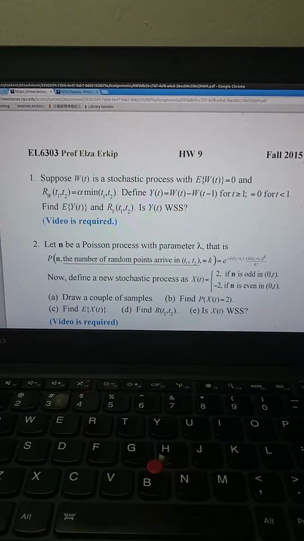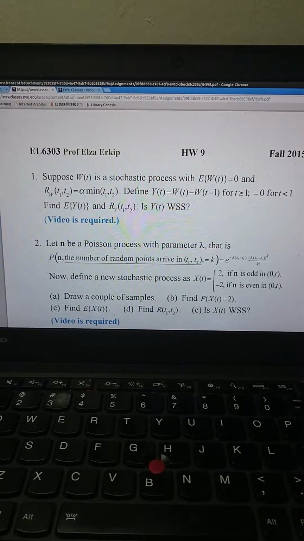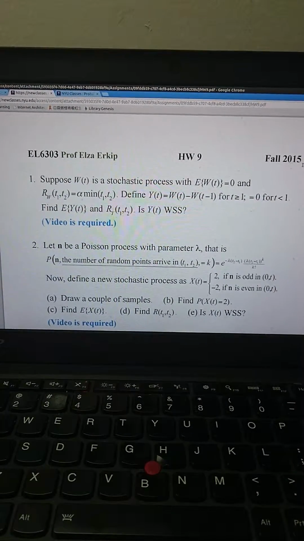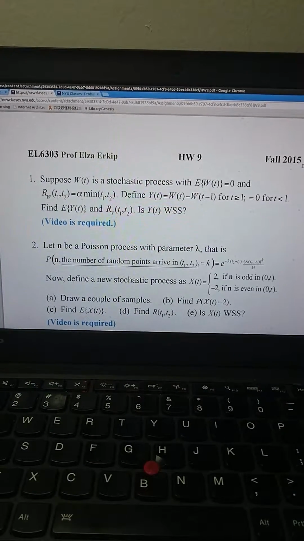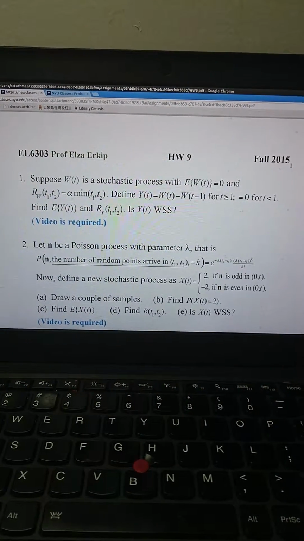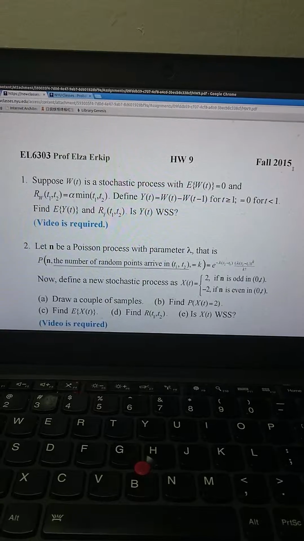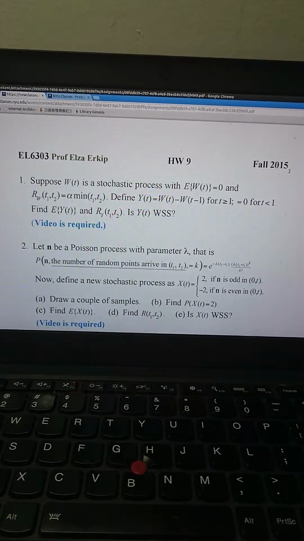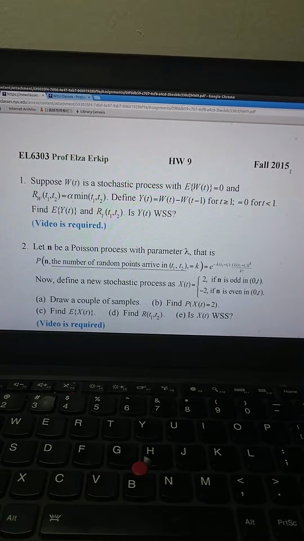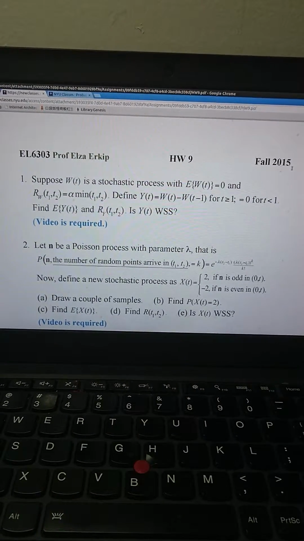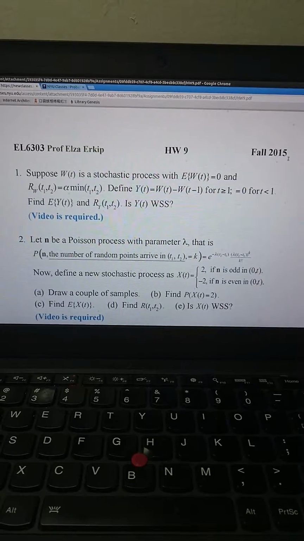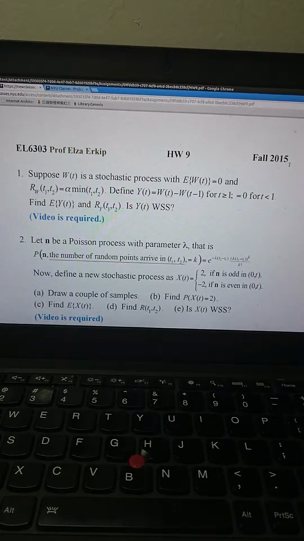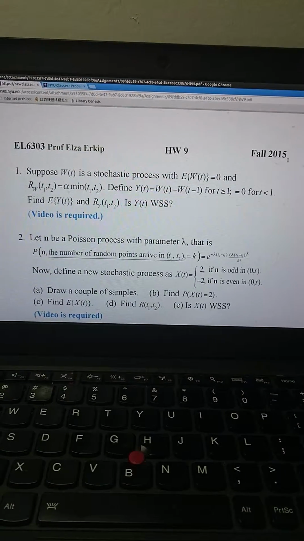Suppose Wt is a stochastic process with mean equal to 0 and autocorrelation equal to alpha times min(T1, T2). Define Yt equals Wt minus Wt-1 for t bigger than 1, and equals 0 for t smaller than 1. Find the mean of Yt and the autocorrelation of Yt, and is Yt WSS?